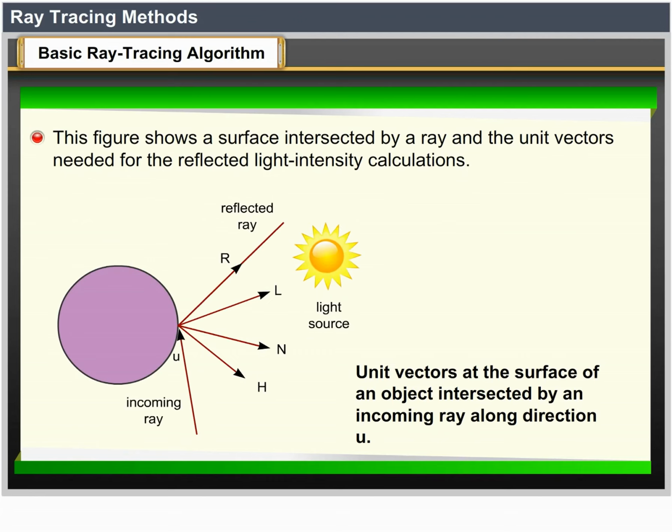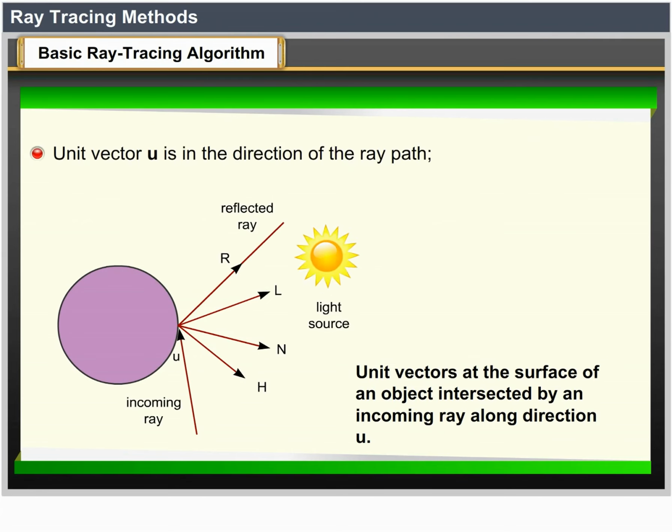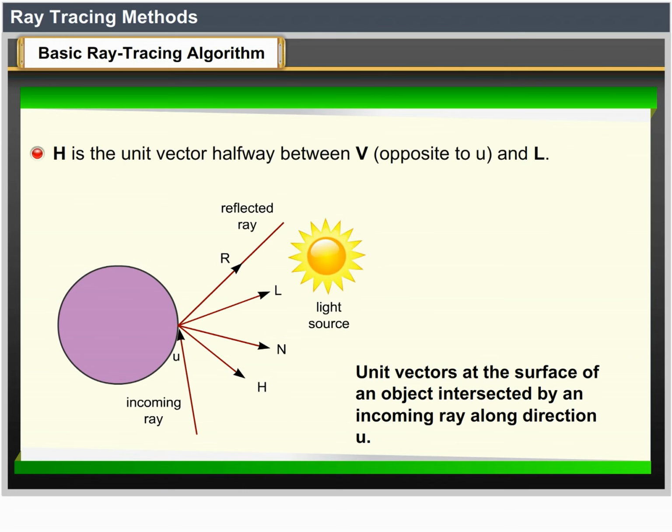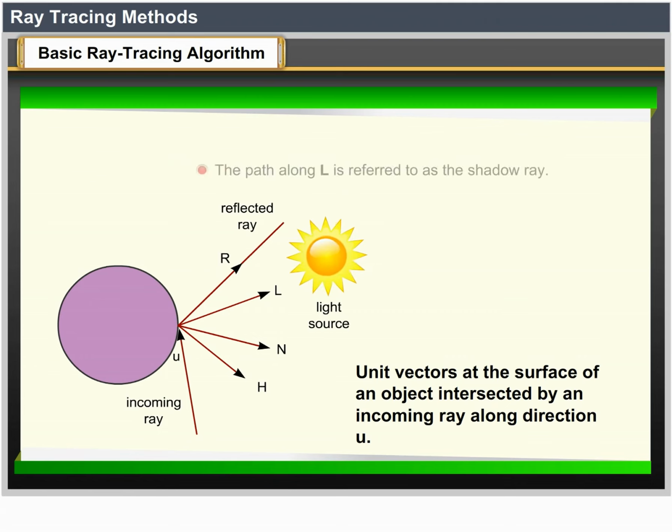Unit vector u is in the direction of the ray path. N is the unit surface normal. R is the unit reflection vector. L is the unit vector pointing to the light source. And H is the unit vector halfway between V, opposite to U, and L. The path along the L is referred to as the shadow ray.